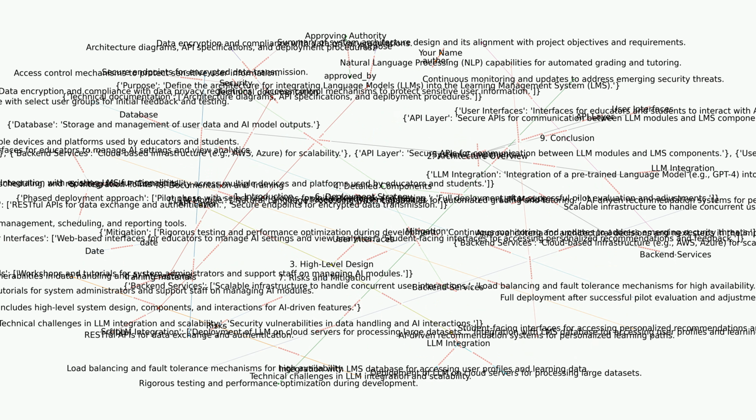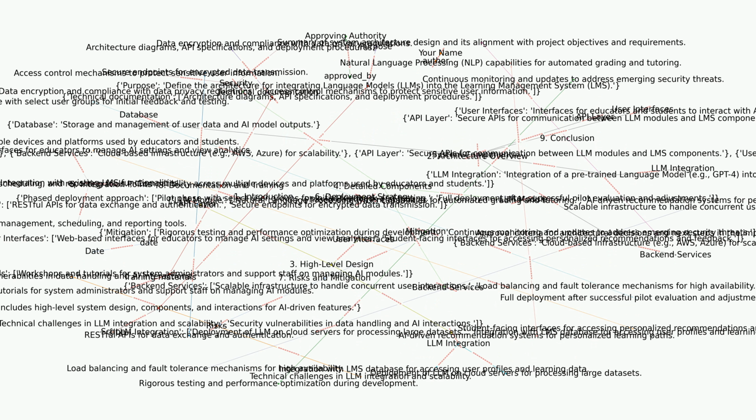8. Documentation and training. Technical documentation: architecture diagrams, API specifications, and deployment procedures. Training materials: workshops and tutorials for system administrators and support staff on managing AI modules.